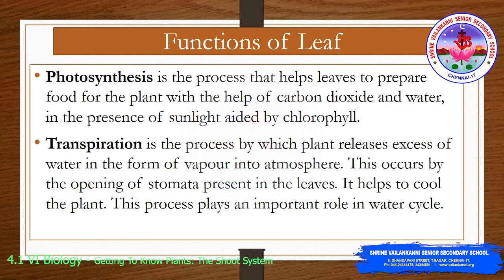The next function of the leaf is transpiration. It is the process by which the plant releases excess of water that it has absorbed in the form of vapor into the atmosphere. This occurs by the opening of stomata present in the leaf. It helps to cool the plant. This process plays an important role in water.